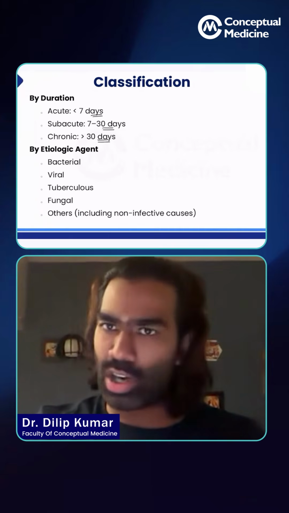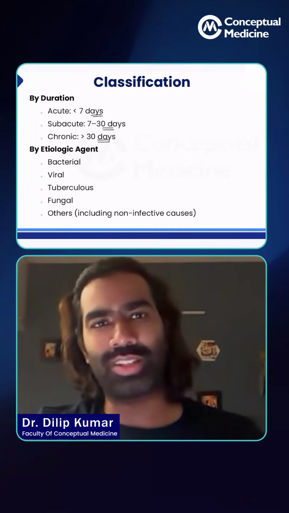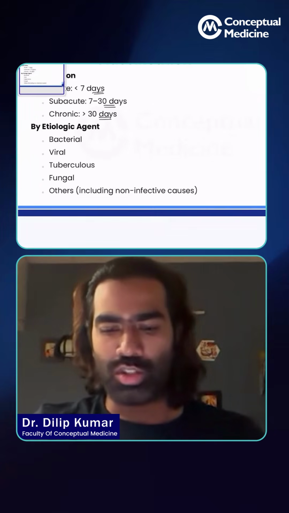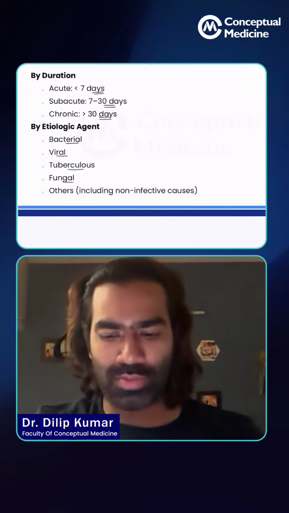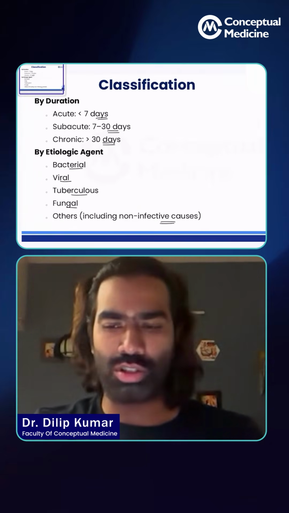We'll be discussing all of them, acute, subacute, as well as chronic meningitis, subsequently. By etiological agent, it can be a bacterial meningitis, or a viral meningitis, or a tuberculous, fungal, or non-infective cause also, as we have discussed.